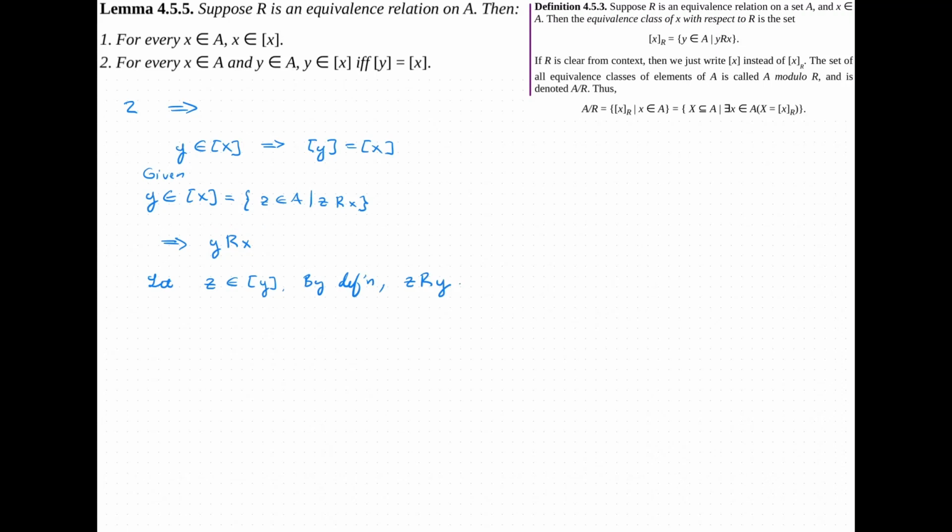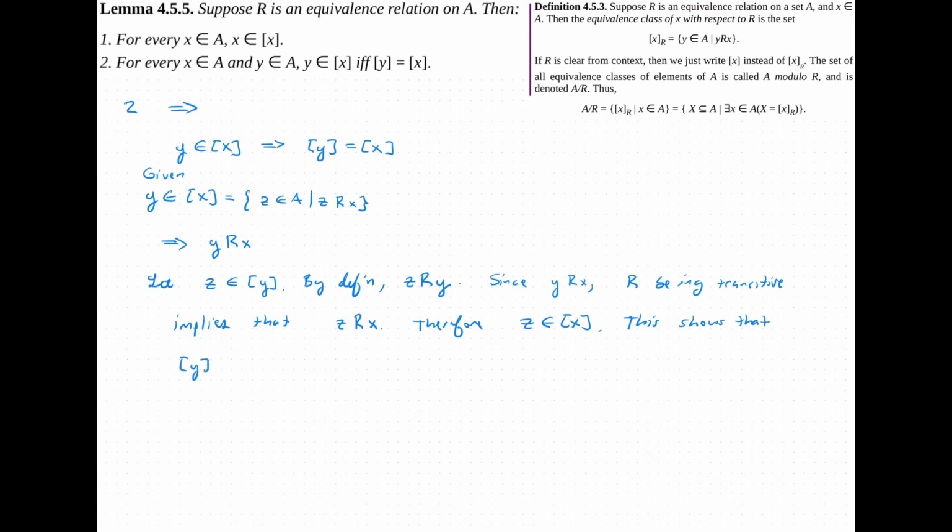And so now we use the fact that R is an equivalence relation, so it is transitive. So now we have Z R Y, and since we have Y R X, R being transitive, since it is an equivalence relation, implies that Z is related to X. Therefore, Z is going to be in the equivalence class of X, because this consists of all those W's such that W is related to X. So we got that. So this shows that the equivalence class of Y is a subset of the equivalence class of X.